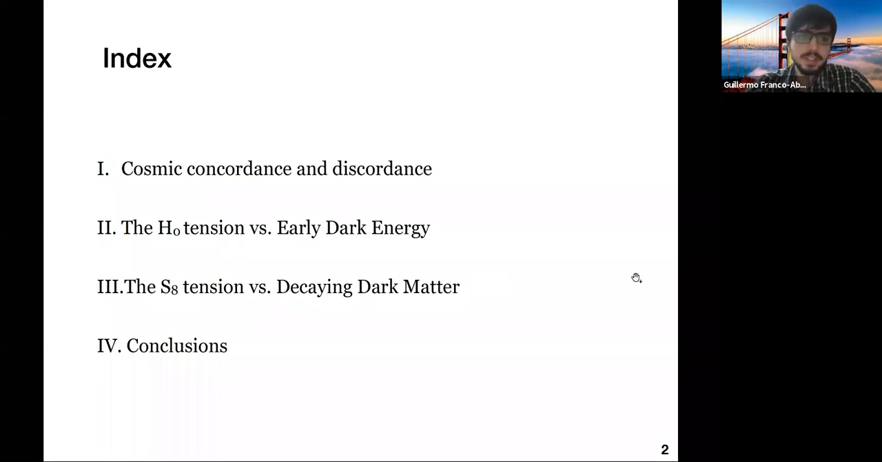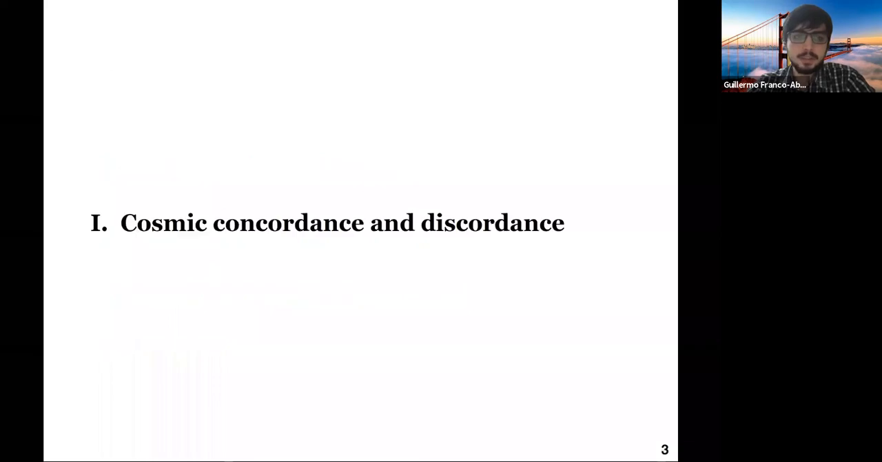Okay, so this is the general structure of my talk. I will start with a general introduction to concordance and discordance in cosmology. Then I will move to talk about the Hubble tension and how a model of early dark energy can resolve it. Then I will move to talk about a different anomaly, the so-called S8 anomaly, and how it could be giving hints about a specific scenario of decaying dark matter. And in the end, I will conclude. Okay, so let me start with the first part.